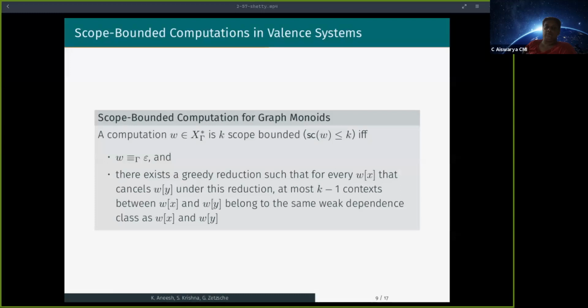A greedy reduction is the one where we first start by saturating the reduction rule of push followed by a pop to empty and pop followed by a push to empty if a self loop is present, until all the contexts become irreducible. Now we can define the bounded scope reachability problem in valence systems on graph monoids and state our main result.